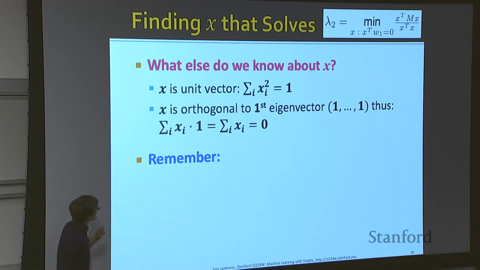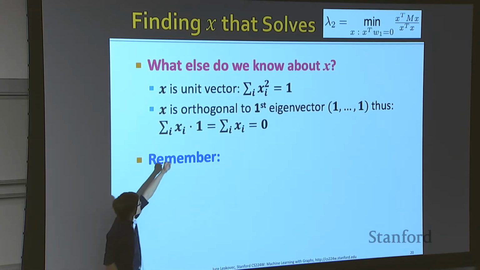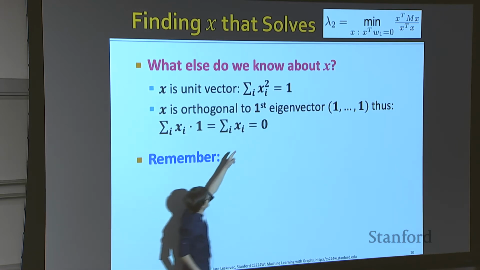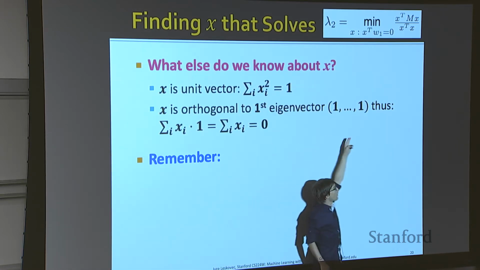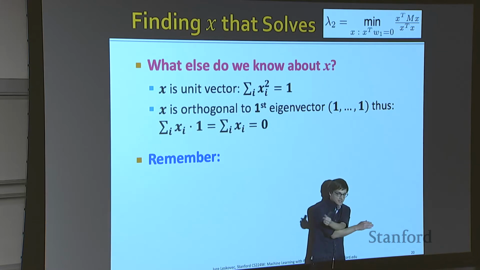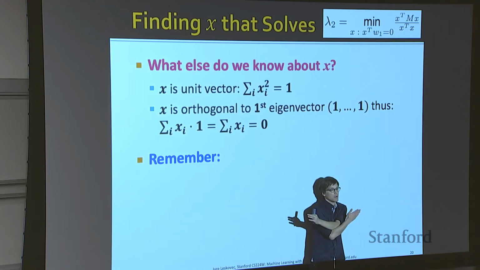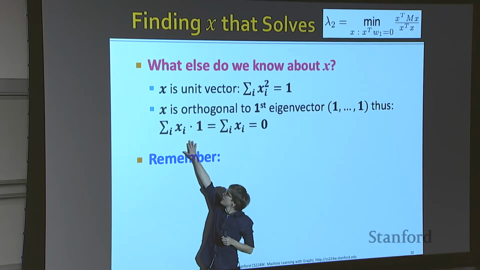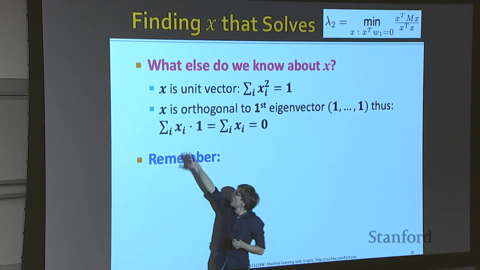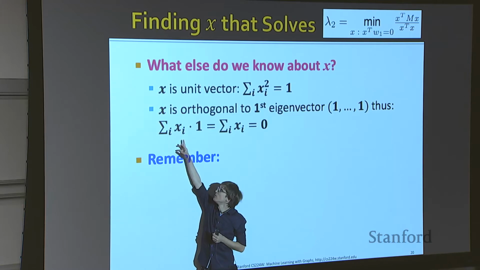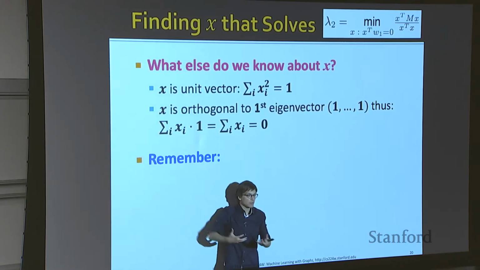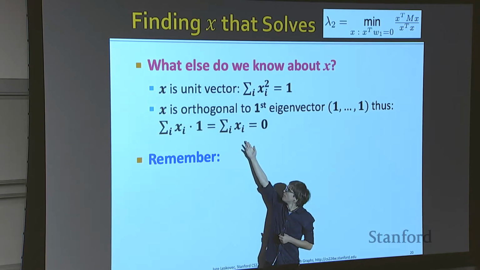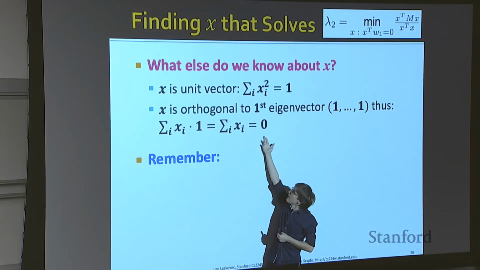The second thing I know about x is that, because I'm doing this over the Laplacian matrix, the first eigenvector is all ones. And I know that x is the second eigenvector, so it has to be orthogonal to the first one. We talked about this before. If the first eigenvector has all values one, and I take the dot product of x with it, I have to get 0, which means that the sum of the entries of vector x has to be 0.